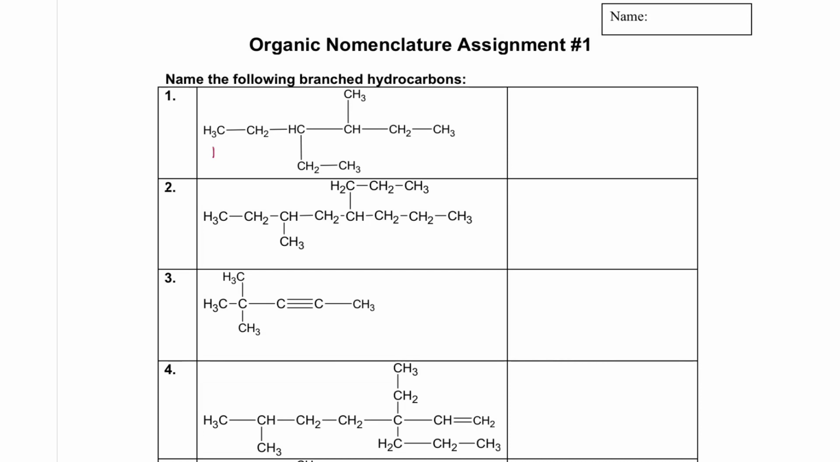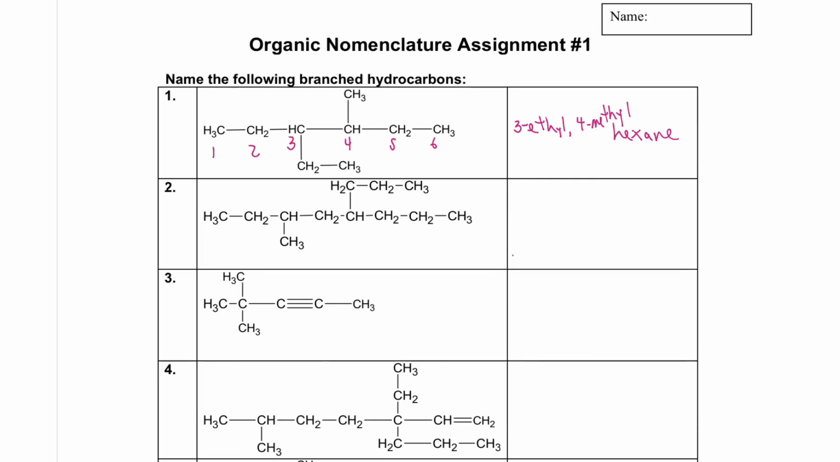So there's 1, 2, 3, 4, 5, 6. So it's hexane. And then on carbon number 3, there's an ethyl. And on carbon number 4, there's a methyl. So it's going to be 3-ethyl-4-methylhexane.